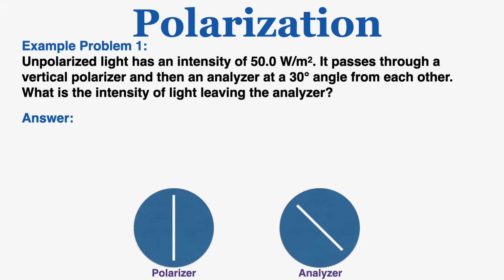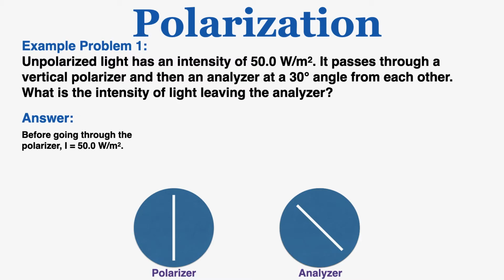This is not the end of the lecture, but I'm going to pause and do some example problems with what we've covered so far. In example 1, unpolarized light has an intensity of 50.0 watts per meter squared. It passes through a vertical polarizer and then an analyzer at a 30-degree angle from each other. What is the intensity of the light leaving the analyzer? So we'll just start to draw this out.